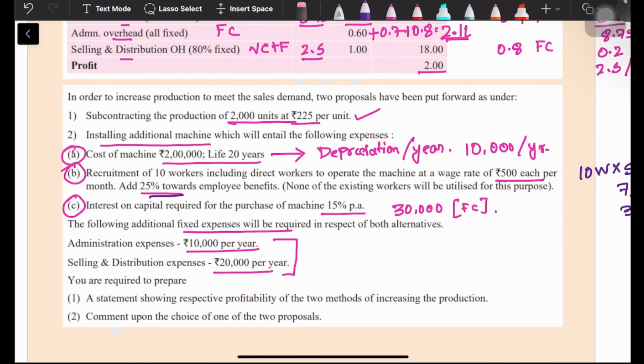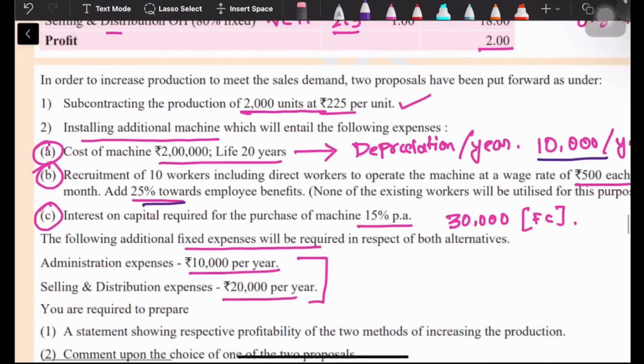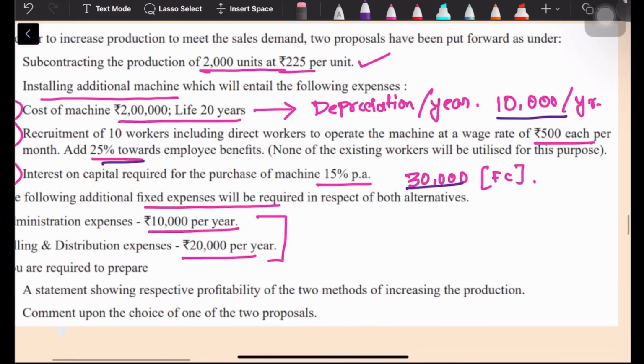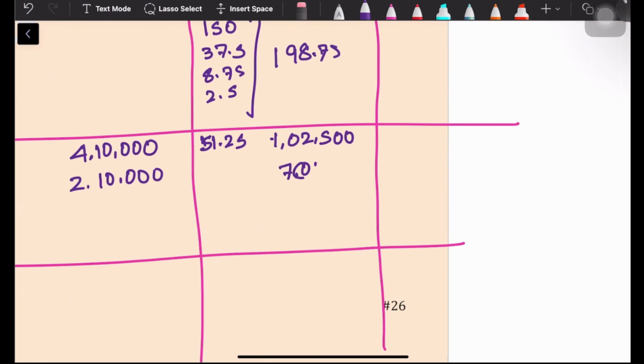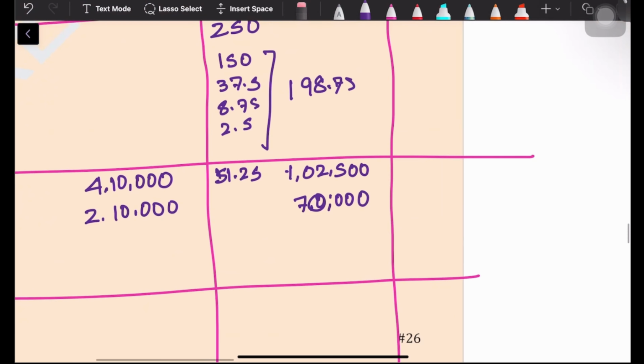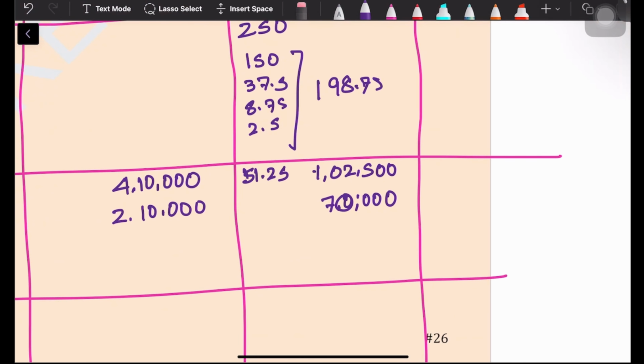One is this 10,000 per year. Then there is interest of 30,000 per year, then 10,000 plus 20,000 per year, 30,000. So 30 plus 40, 70,000 I will incur more. So what is my total contribution? 410 plus 102.5. This is my total contribution, and my total fixed cost 2,80,000.